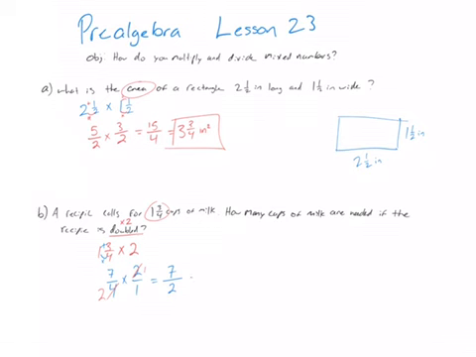Back into a mixed number, it's going to be 3 1/2 cups. 3 1/2 cups are going to be needed for the doubled recipe.